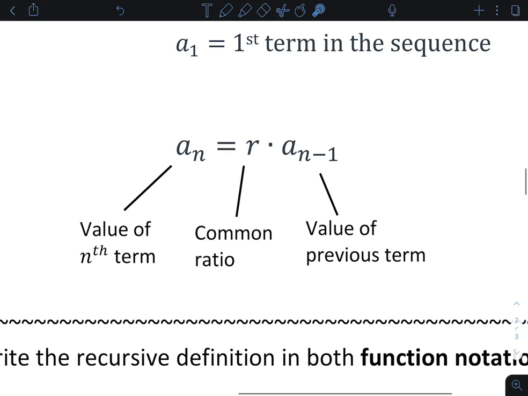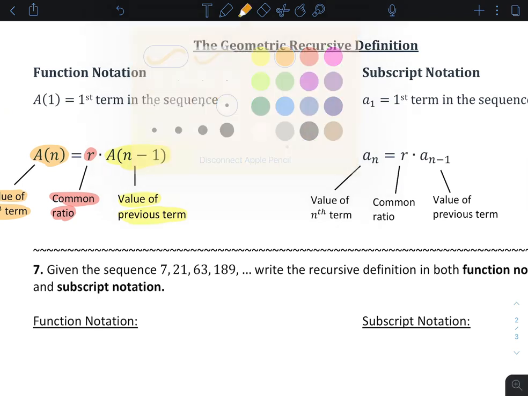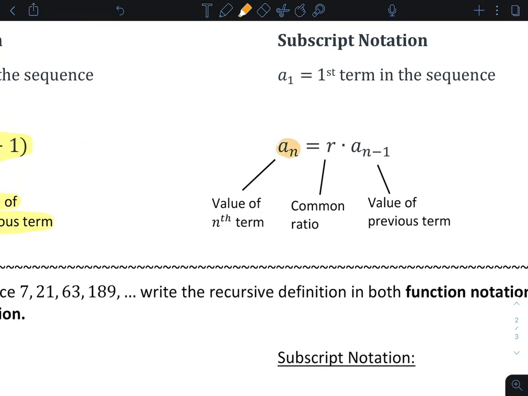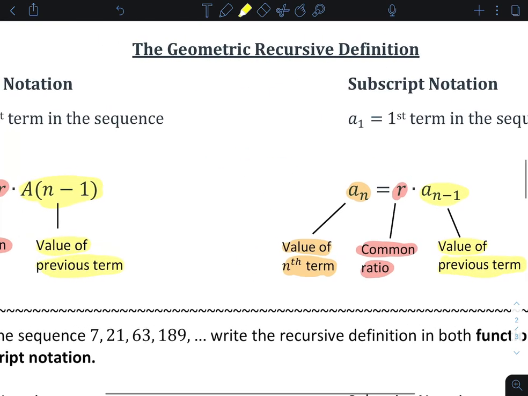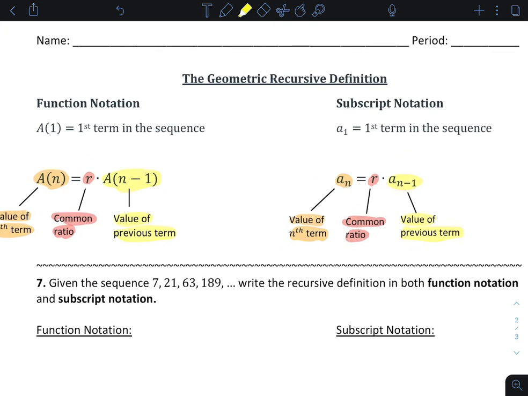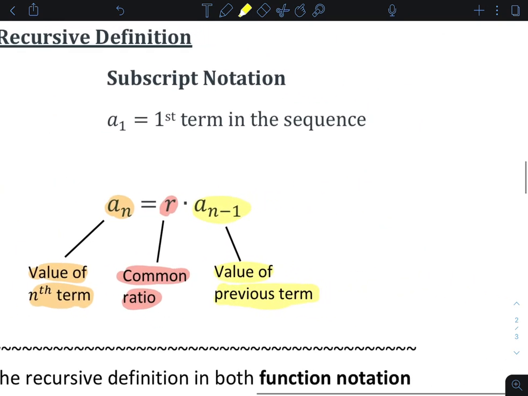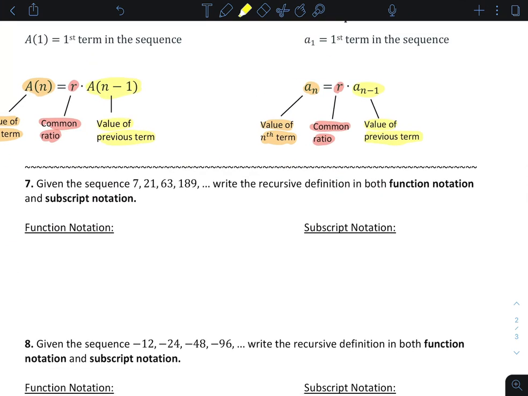And here, very similar to what we just saw, I'll even use the same colors. I'll use the orange first, perfect. So here, AN, that is the value of your nth term. The R is your common ratio. And A sub n minus 1, that's the value of the previous term. So these are both saying the same thing. They're just written a little bit differently. Again, subscript might be new to you, so this might take some getting used to. So I'll have some examples here for us to work out.